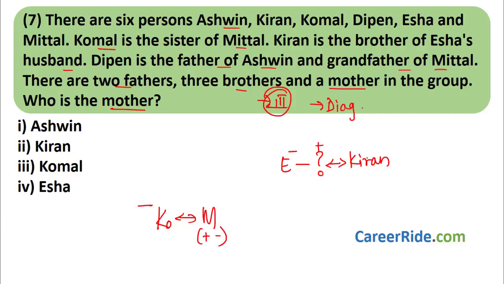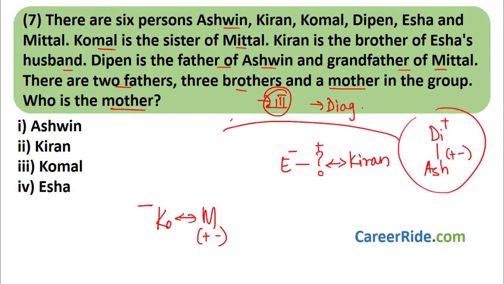Dipen is father of Ashwin. Okay. So, there is Dipen. He is the father, so male, of Ashwin. Okay, we do not know Ashwin is male or female, so we'll write it like this because we should not deduce the gender based on names. Dipen is also the grandfather of Mittal. So this diagram we'll write over here because we have Mittal over here. So Dipen is over here, plus sign. This is Ashwin. Okay. Now we do not know whether it is plus or minus.